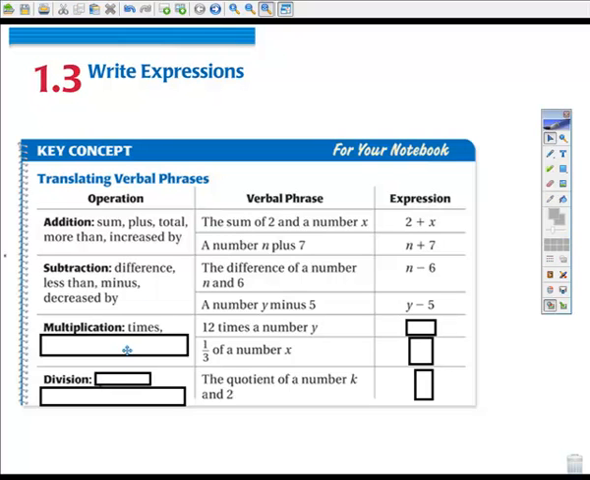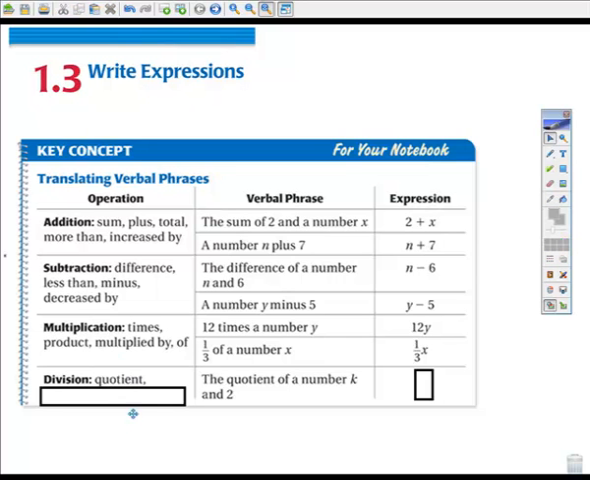Multiplication is times, product, multiplied by, and the little word of. This also means multiplication. So 12 times the number y, you can just put the variable and the coefficient together and it's just 12y. It's okay if you go 12 and then dot y. Don't use an x though, because we're talking about variable expressions right now and we don't want an x in there to mean multiply. 1/3 of a number x, 1/3 of means times, so it's just 1/3 x.